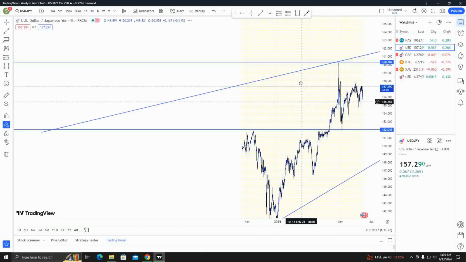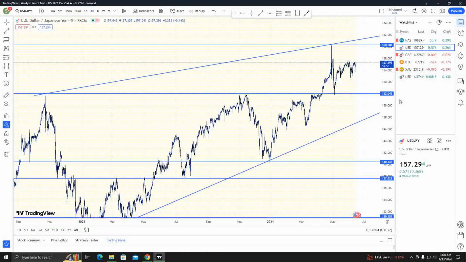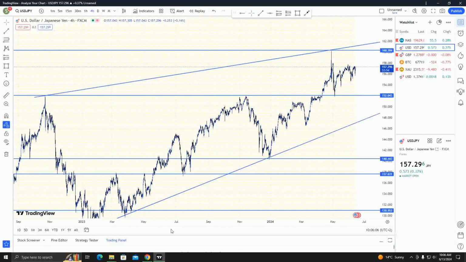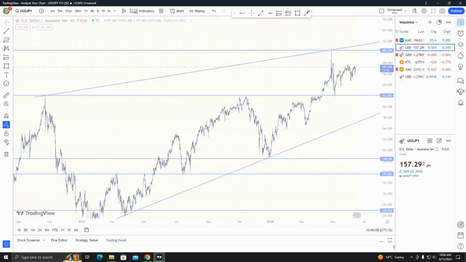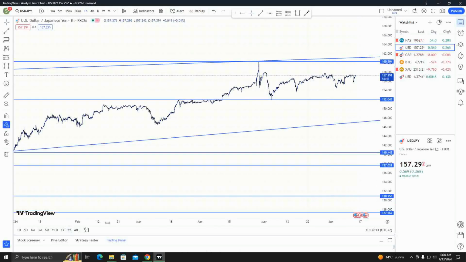That's where we can start to see where we can put our support and resistance or supply and demand. This is an easy strategy. If you want to learn more about how I do it, you can just leave a comment below.